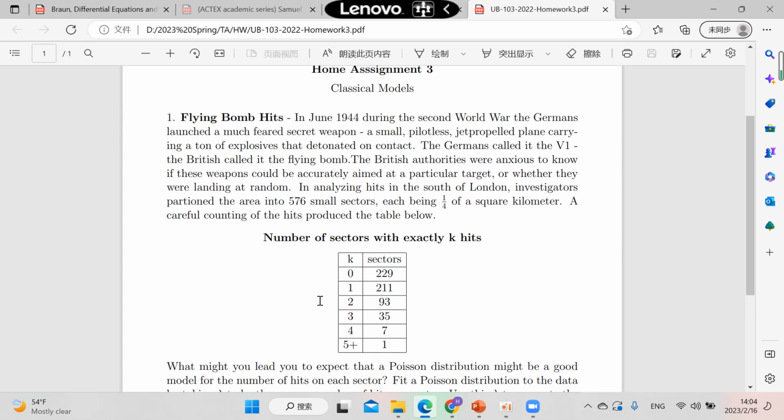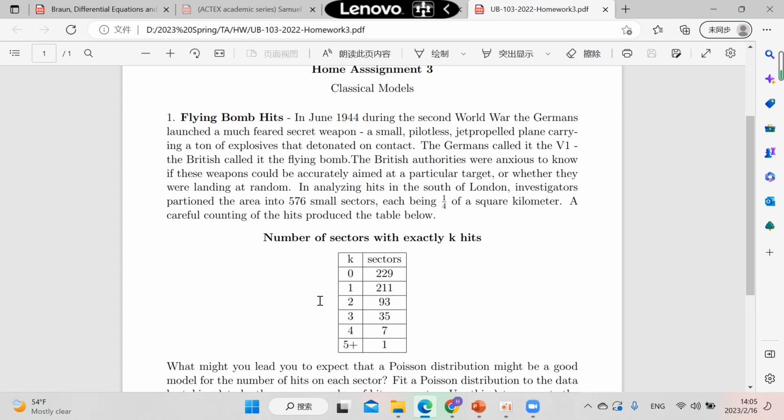So for today's homework, the first question is about a Poisson distribution. Basically, the Poisson distribution is when you take the limit when your sample size is relatively large and your probability is relatively small, and then you have a binomial distribution. Then you can approximate your binomial distribution with a Poisson distribution.